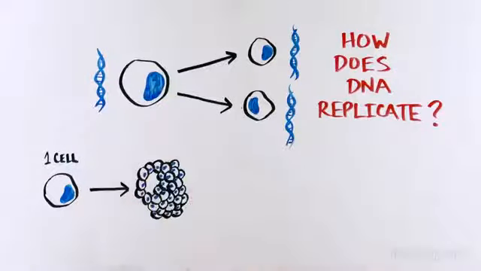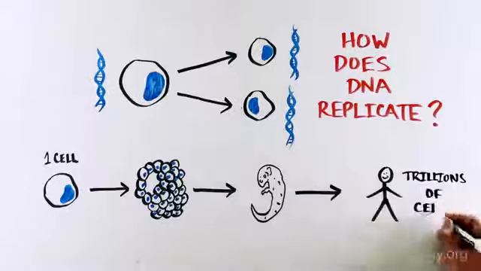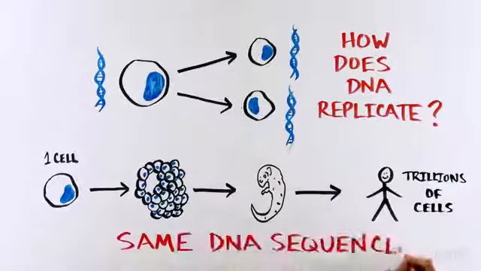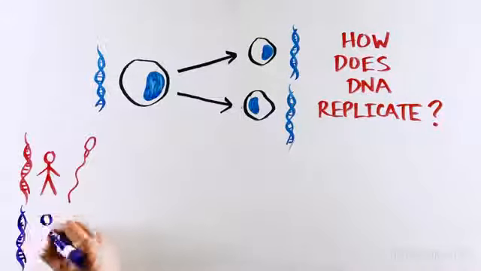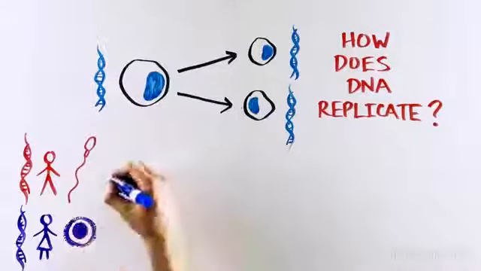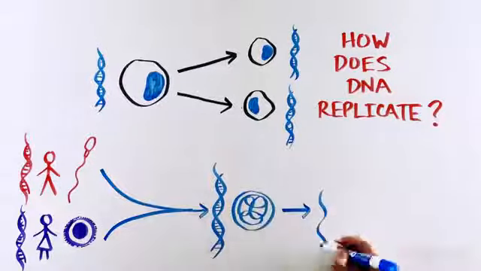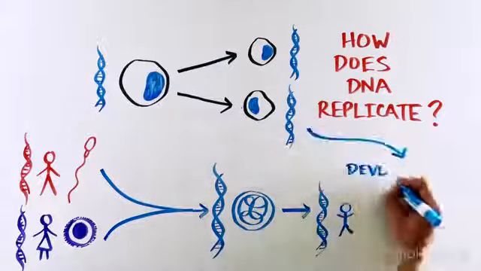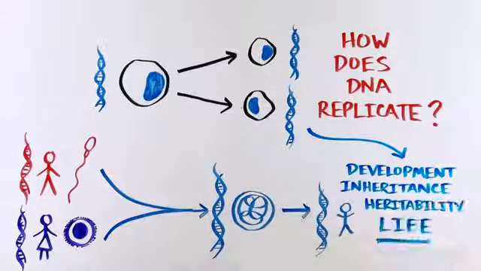We all come from a single cell that will produce an entire organism with trillions of cells that all have the exact same DNA sequence. And we are able to have children that share our DNA because our eggs and sperm carry our DNA sequence. Understanding how DNA replicates and how all of our cells can carry the same DNA sequence is the basis for understanding development, inheritance, heritability, and life.